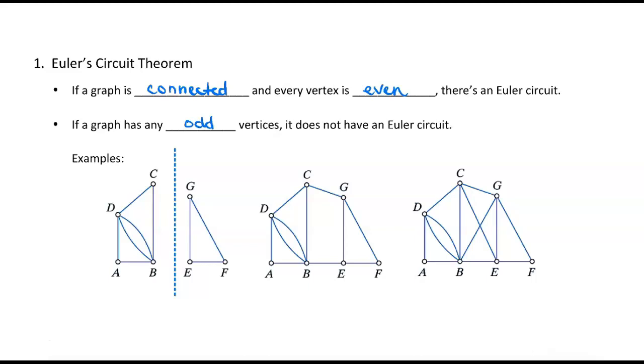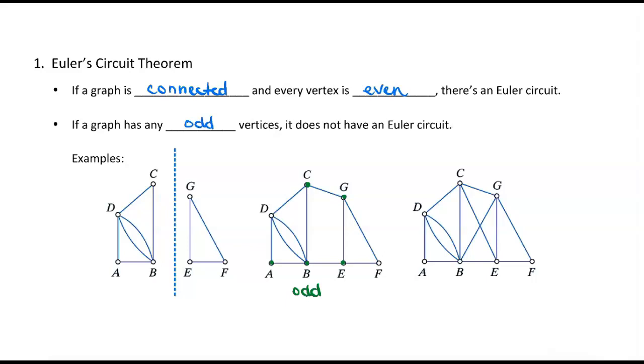Let's start by looking at vertex A. There are two edges that meet at vertex A, so A has degree 2, which is even. There are 5 edges that meet at vertex B, so vertex B is odd. We already know without looking at any of the other vertices that this graph does not have an Euler circuit, simply because we have an odd vertex. Notice that vertices E, G, and C are also odd.